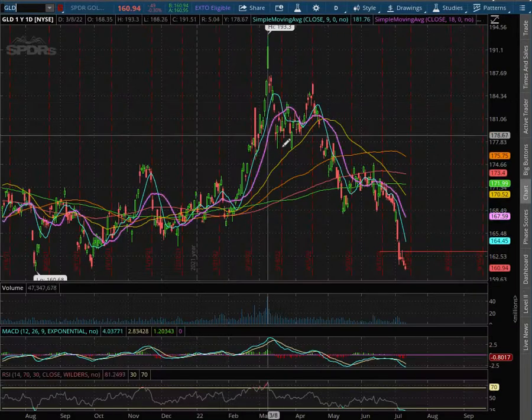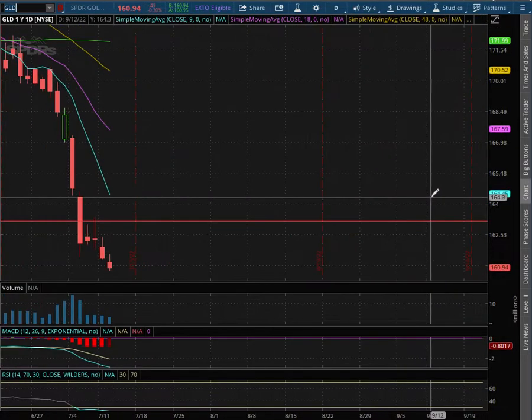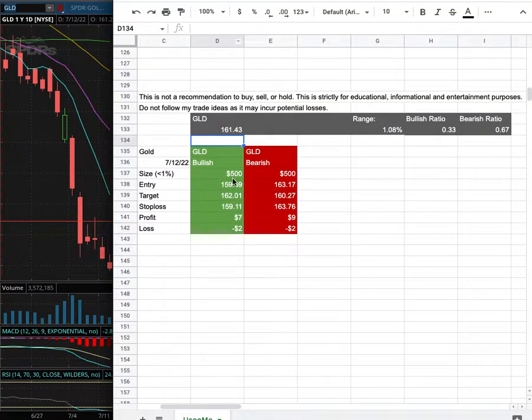As with the trade idea, I'll be trading GLD. My trade position size for it is less than 1% of my portfolio. My long entry is at $159.69. My sell target is at $162.01. My stop loss is at $159.11.